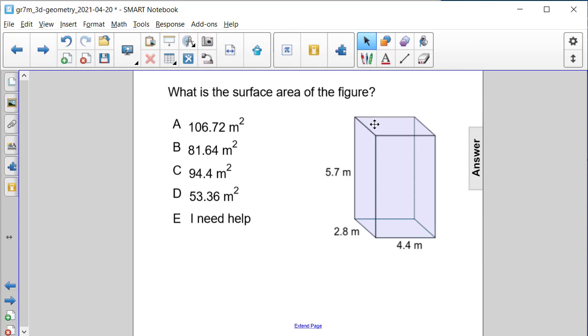What is the surface area of this figure? Well, in order to calculate the surface area, we have to add up the areas of all of the faces. Let's first start with the front and the back.